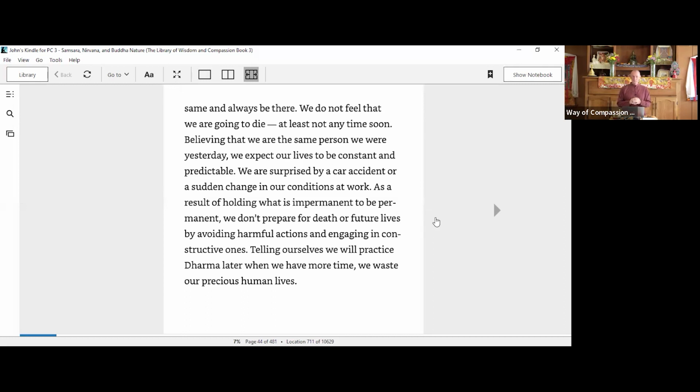We do not feel that we are going to die, at least not anytime soon. Believing that we are the same person we were yesterday, we expect our lives to be constant and predictable. We're surprised by a car accident or a sudden change in our conditions at work. As a result of holding what is impermanent to be permanent, we don't prepare for death or future lives by avoiding harmful actions and engaging in constructive ones. Telling ourselves we will practice Dharma later, when we have more time. We waste our precious human lives.